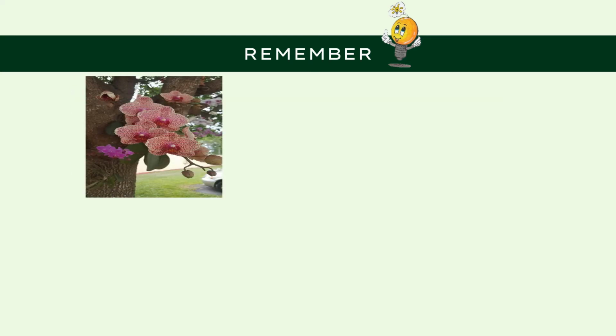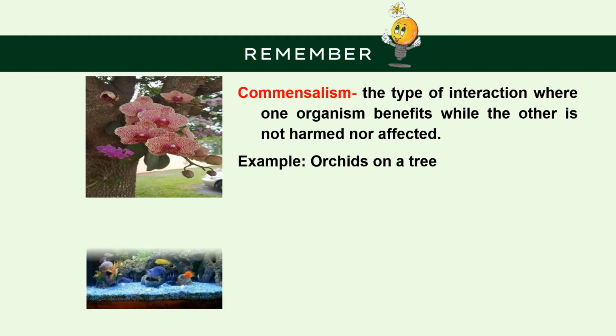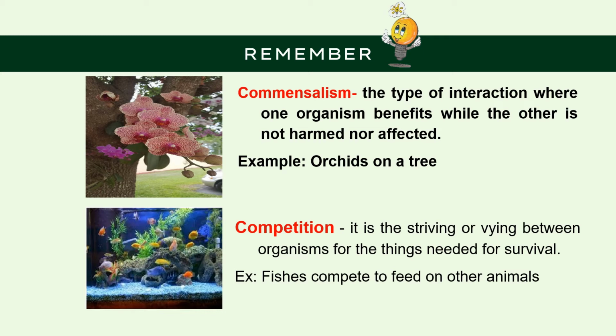The next picture is all about commensalism, the type of interaction where one organism benefits while the other is not harmed nor affected. Example, orchids on a tree. The next picture is competition. It is the striving or vying between organisms for the things needed for survival. Example, fishes compete to feed on other animals.